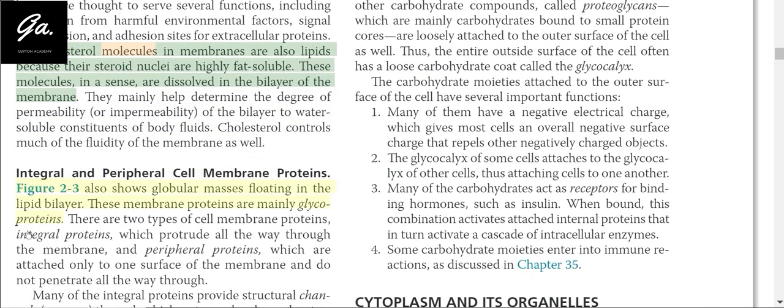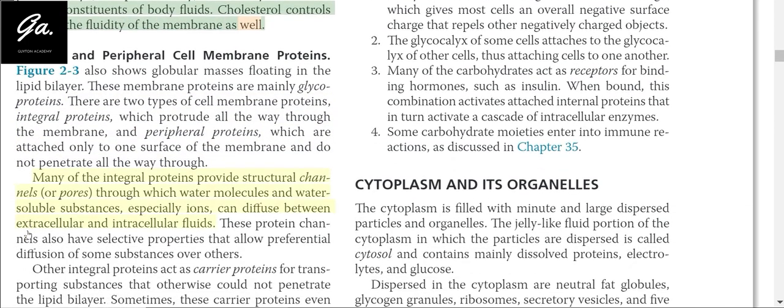Cholesterol molecules in membranes are also lipids because their steroid nuclei are highly fat-soluble. These molecules, in a sense, are dissolved in the bilayer of the membrane. They mainly help determine the degree of permeability of the bilayer to water-soluble constituents of body fluids. Cholesterol controls much of the fluidity of the membrane as well.